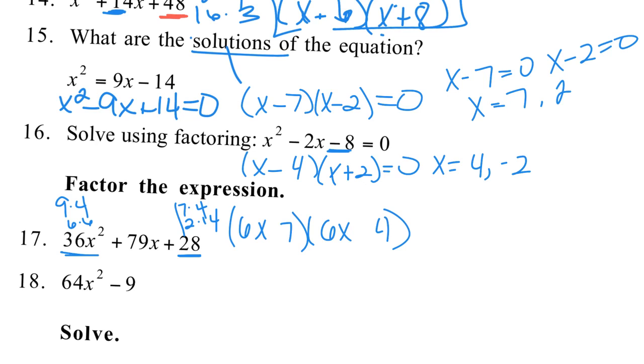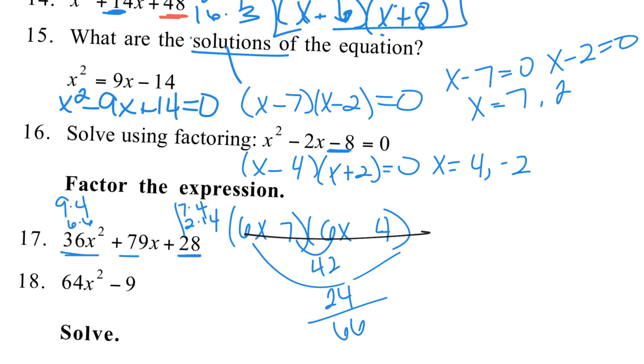Everything's positive, so these are all going to be positive. We get 28 and 42. That adds to 70. Oh, no, not 28, 24 and 42. That gives me 66, which is not 79. We need them to add to 79, so that one's not going to work.